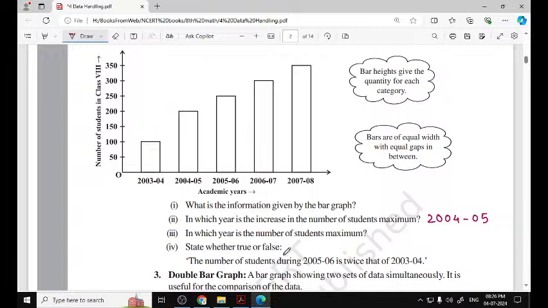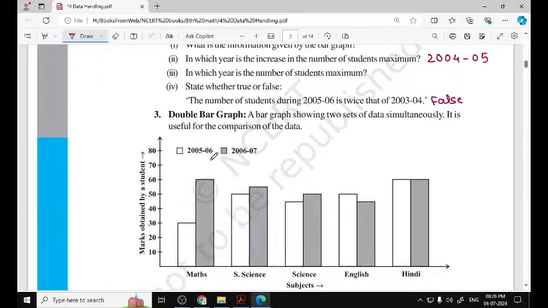State whether true or false. The number of students during 2005 to 2006, the number of students in this year, that number is 250. It's twice that of 2003 to 2004. This number is 100. It is not twice, it is actually more than twice, but this statement is false because it is not exactly double, it is more than double.